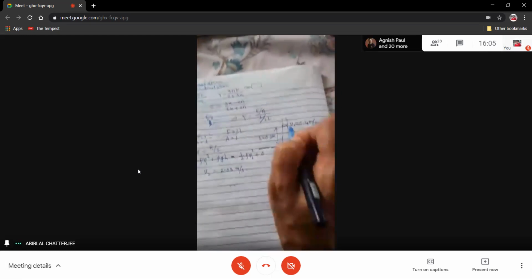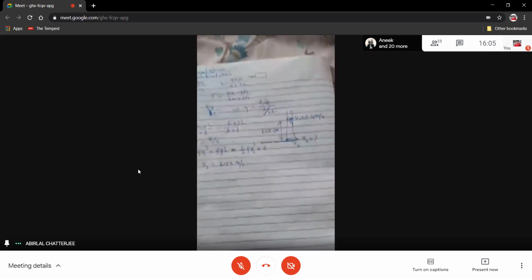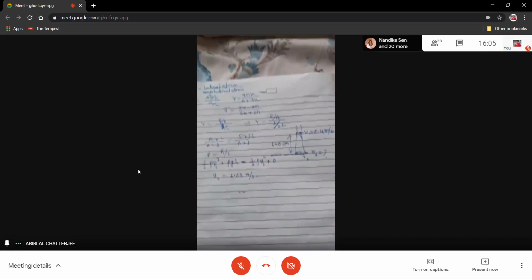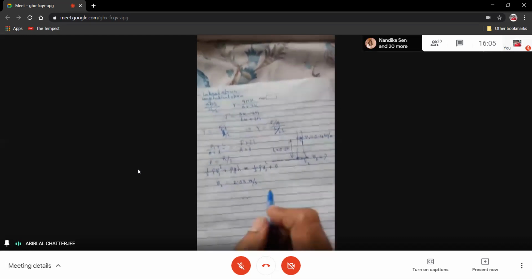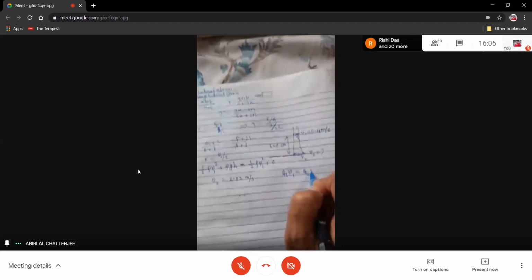Now over here you have to find out that this is R2 and this is R1, because you have to find out the diameter. Now to find out the diameter, can I apply the equation of continuity now? A1 V1 equals to A2 V2.